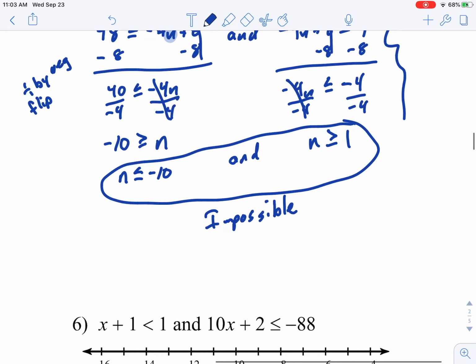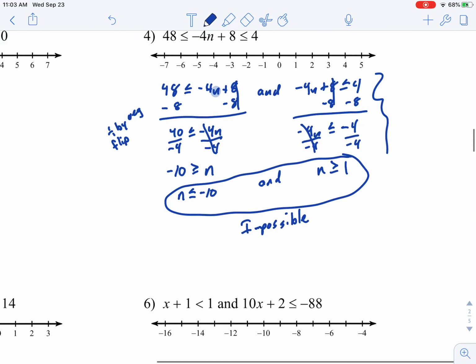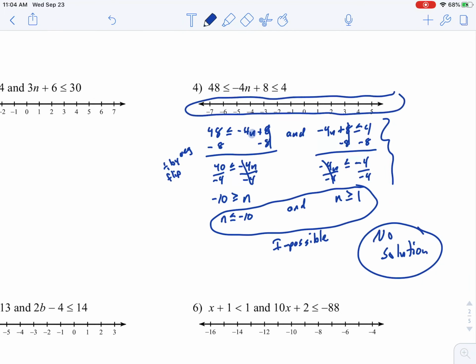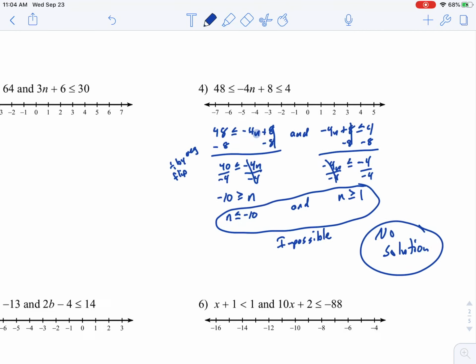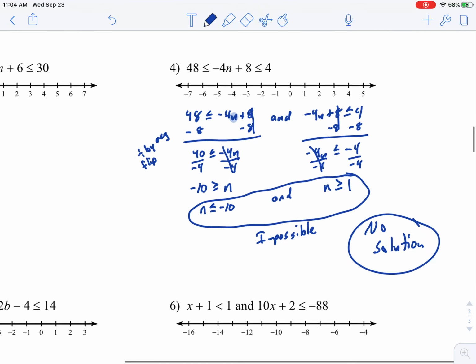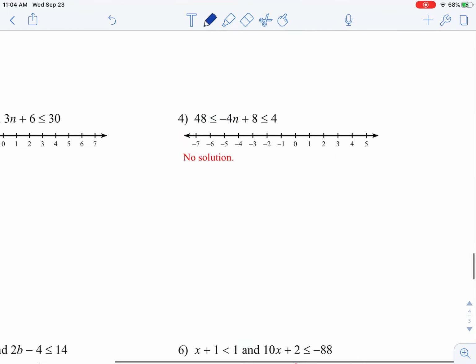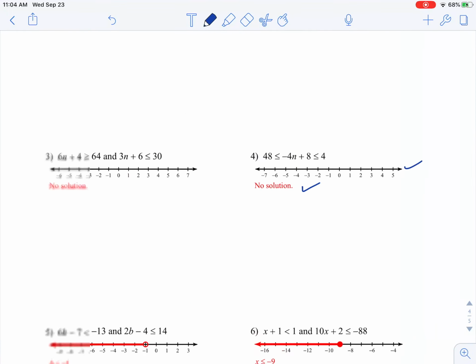Or it's basically a false statement. You cannot have a number less than negative 10 and greater than 1. So this is a no solution problem. When there's no solution, there is no graph. You don't shade any numbers if no numbers are solutions. So the answer to number 4 is no solution, and the graph should be blank. And there it is, no solution, blank graph.